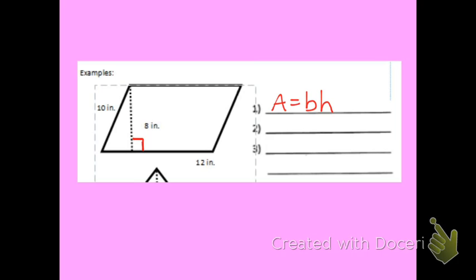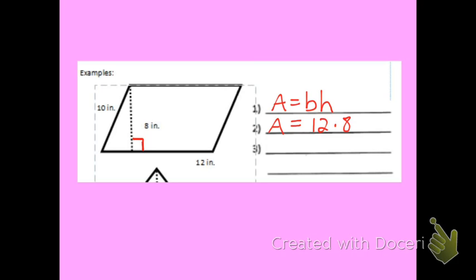We only need 2 because we need a base and a height. Which one don't we need? 10. It's a slanted line. We never measure height slanted. And we always, or almost always, are going to use the dashed line. So we're going to use 12 and 8. Does it matter which one we call the base and the height? No. So we're going to write area equals 12 times 8.